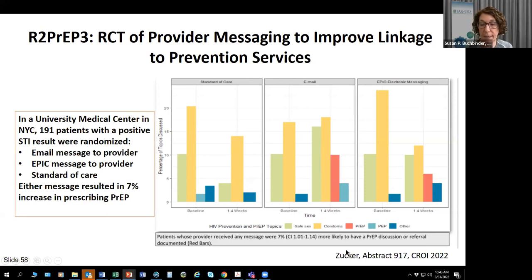Their next plan is to see if they can message the patients directly to get them to talk to their providers about PrEP.